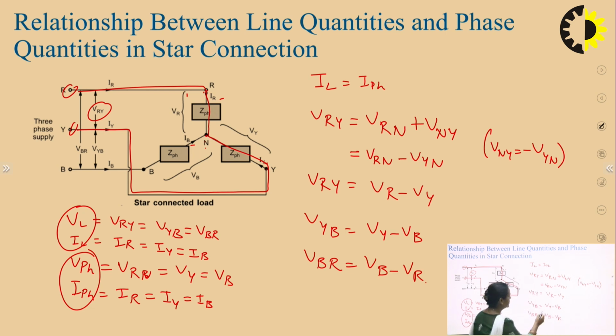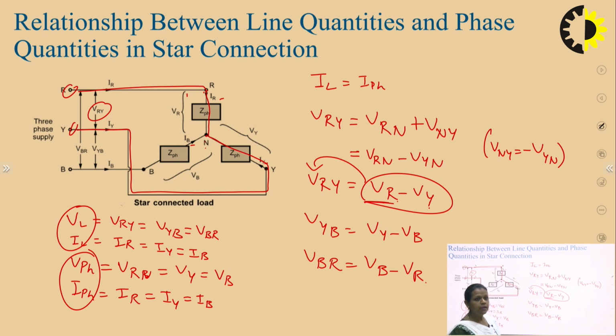So now here we can see that if we solve this VR and VY, what is this? This is our phase voltage, right? So if we solve this phase voltage, we will get the line voltage. So if we do VR minus VY, we will get VRY, which is a line voltage. So we will solve this by drawing the phasor, right? So first we will draw these phase voltages, because if we solve this phase voltage, we will get the line voltage.